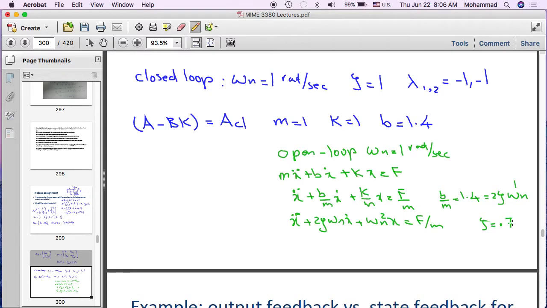So what are we trying to achieve? We are trying to maintain the same natural frequency. Maintaining the same natural frequency means we are not trying to change the distance of the eigenvalues. We are rather trying to displace them such that the damping ratio goes from 0.7 to 1. So the damping ratio goes from 0.7 to 1.